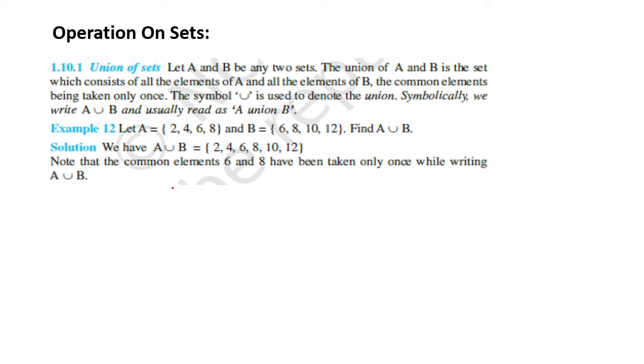What is union? Suppose you have a given set A = {2, 4, 6, 8} and another set B = {6, 8, 10, 12}. Now, what is A union B? A union B is the collection of all elements from A and all elements from B, but you cannot repeat the same elements. For example, {2, 4, 6, 8, 10, 12}. This is A union B.